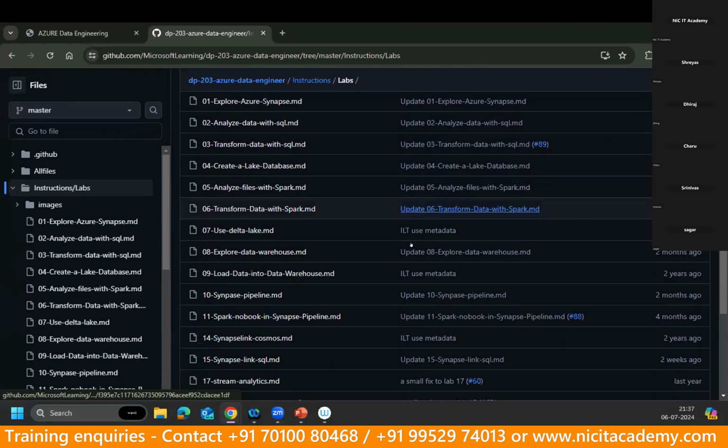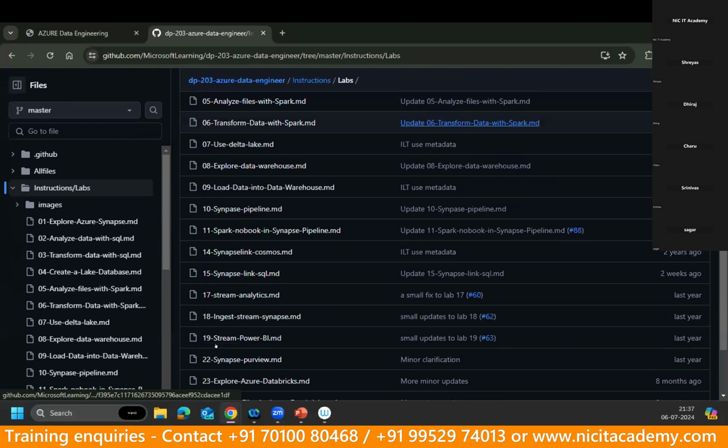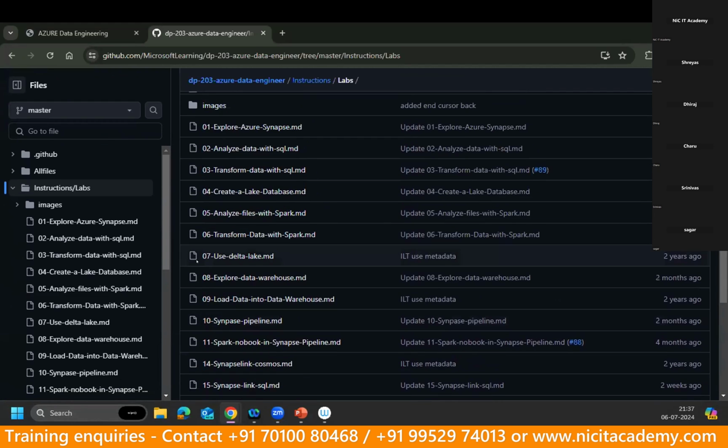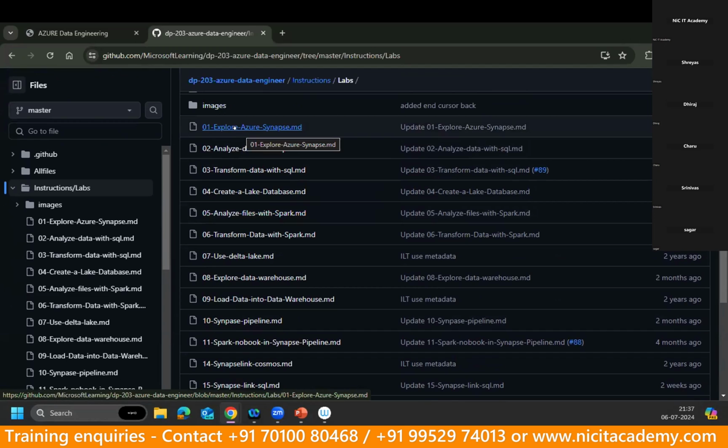So all these labs that you see on your screen, all these 27 labs will be available for you to practice. For each lab, you will get 10 attempts. So it's not like you can practice one lab only once. You can practice one lab 10 times. But the only thing is that you have to complete it within 2 months. So the access will be for 2 months.